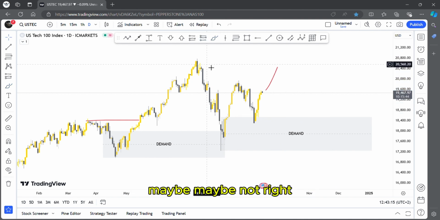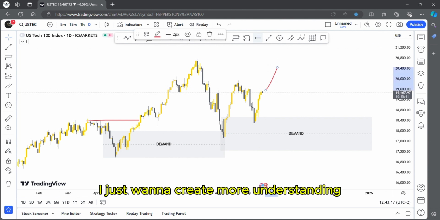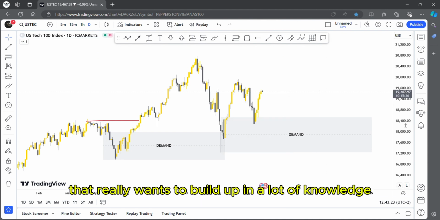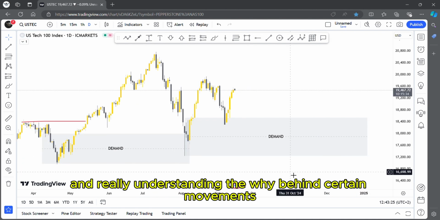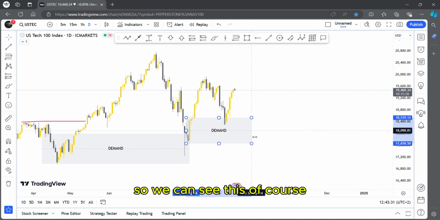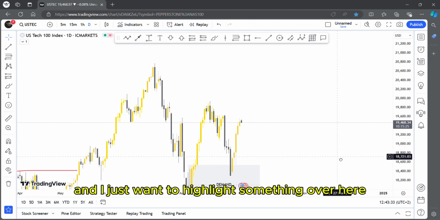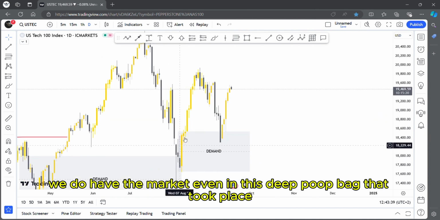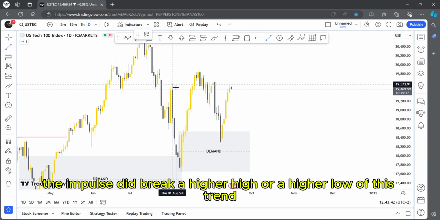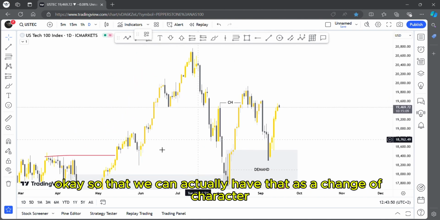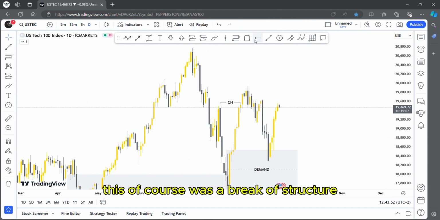Maybe no, right? I just want to create more understanding, especially for the average beginner trader or intermediate trader that really wants to build up a lot of knowledge in really understanding the why behind certain movements. So we can see this, of course, and I just want to highlight something over here. We do have the market even in this deep pullback that took place, and we had an impulse over here. That impulse did break a higher high or a higher low of this trend. Okay, so that we can actually have that as a change of character.